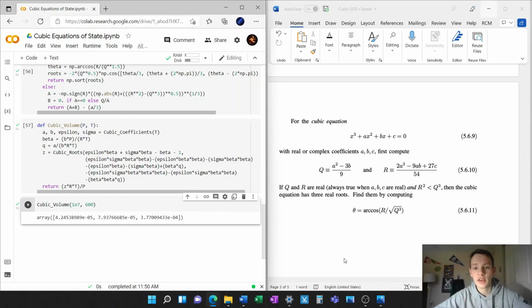Hopefully after watching this video, you understand a lot more about Cardano's formula and how useful it can be, especially when we're dealing with the cubic equation of state, and how we can actually use it when we know the pressure and temperature to find specific volume values for a substance based on whether it is below the critical point or above its critical point even. And I hope you also learned a lot more about how to effectively find your mistakes when you're writing code based on the concepts that you know.